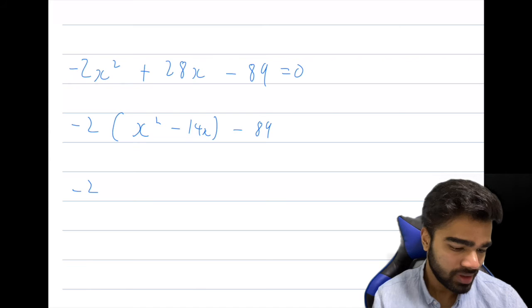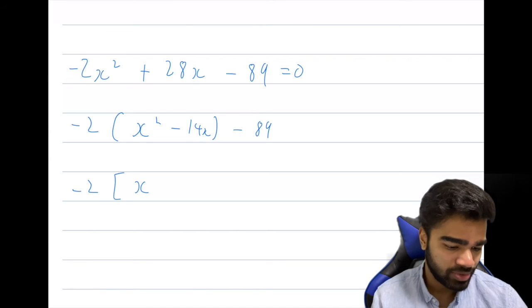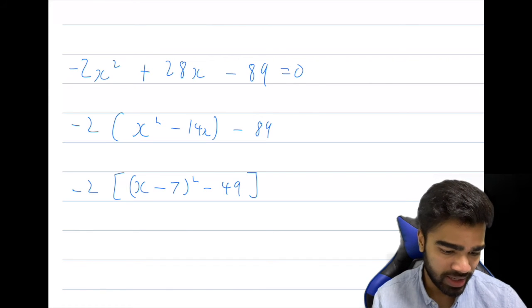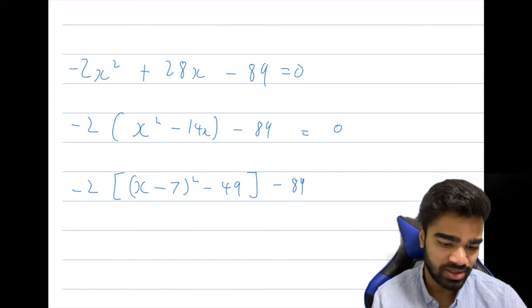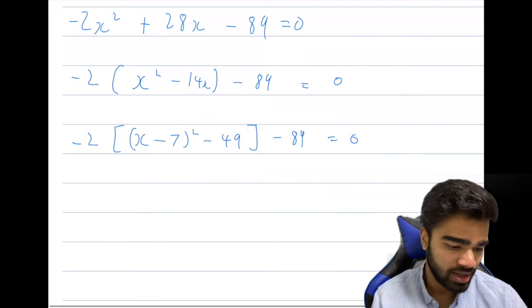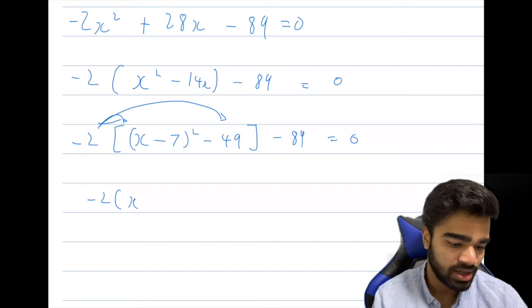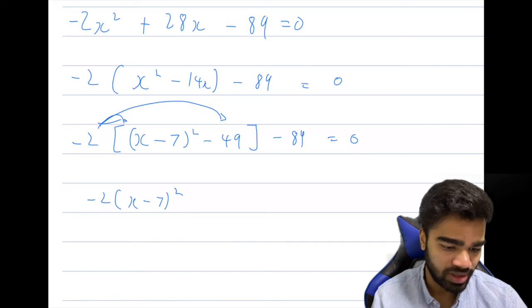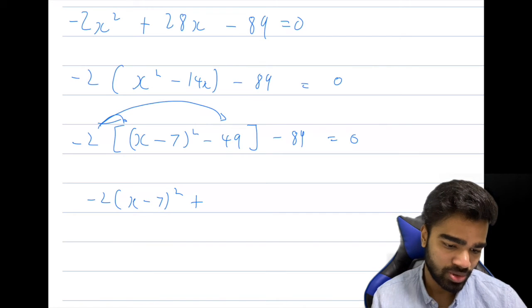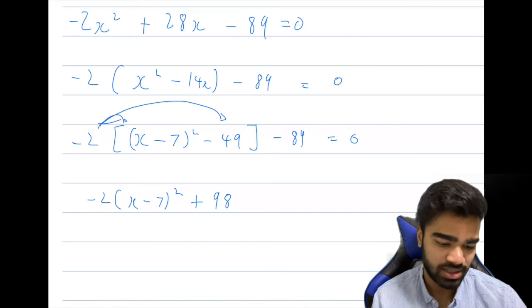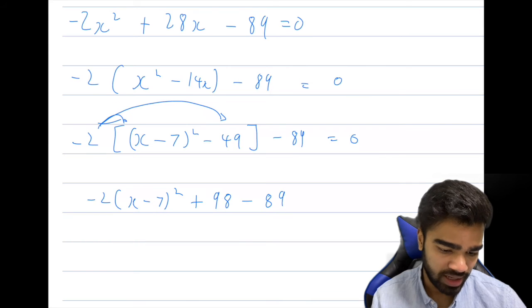All right. Negative 2, square brackets, open your brackets. x minus 7 squared minus 49, minus 89. So this is all equal to 0. Again, I'm doing it pretty quickly. Which is going to be negative 2, if I expand the brackets, (x minus 7) whole thing squared plus 49 times 2, which is 98, and then minus 89.